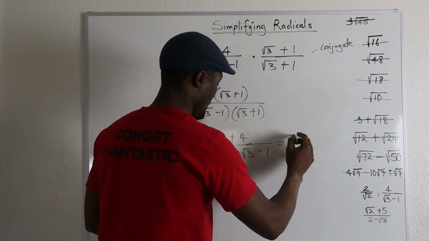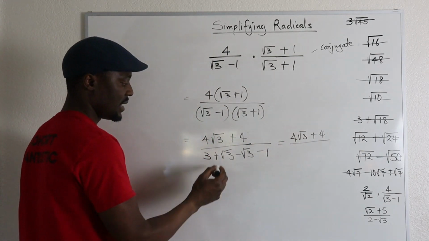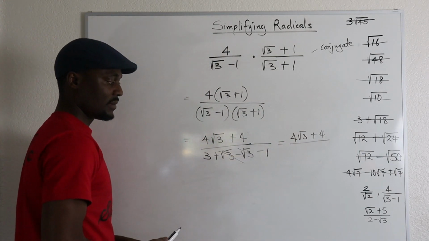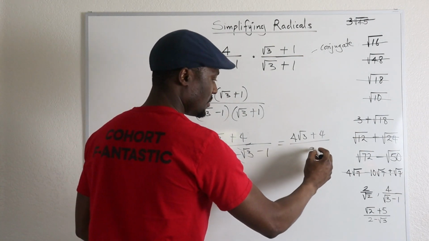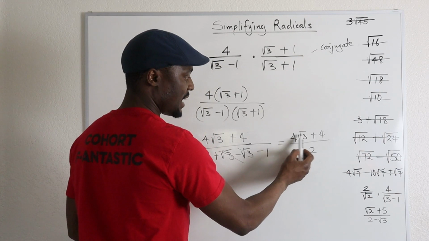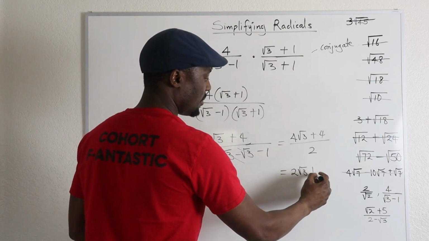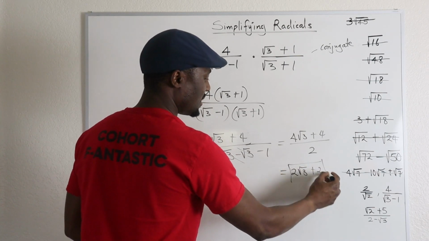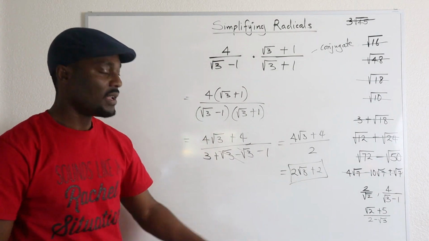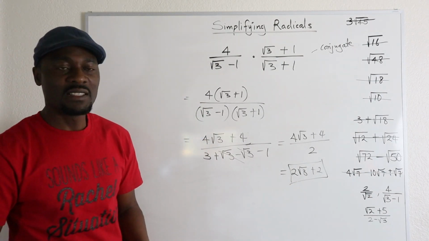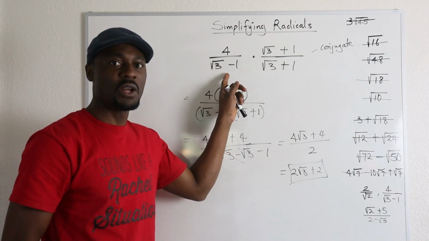4 rad 3 plus 4 divided by, see, this will take this out. What you have left will be 3 minus 1, and 3 minus 1 is 2. So you can actually divide each of these terms by 2 and you'll end up with 2 rad 3 plus 2. That's the final simplification of this expression. So this now is a rationalized radical quotient. You don't want this to be in the denominator.